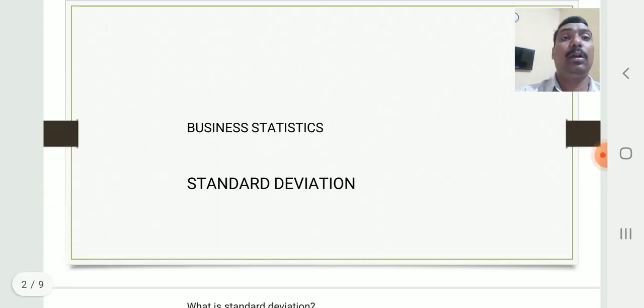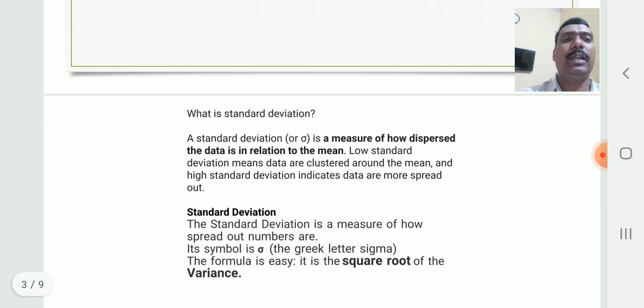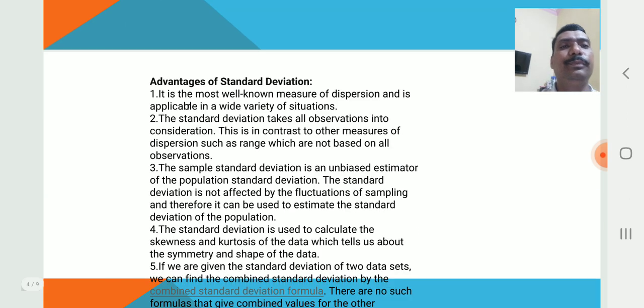Today my topic is business statistics: standard deviation. What is standard deviation? Standard deviation is a measure of how dispersed the data is in relation to the mean. Low standard deviation means data are clustered around the mean, and high standard deviation indicates data are more spread out. Standard deviation is a measure of how spread out numbers are. Its symbol is the Greek letter sigma. The formula is easy: the square root of the variance.